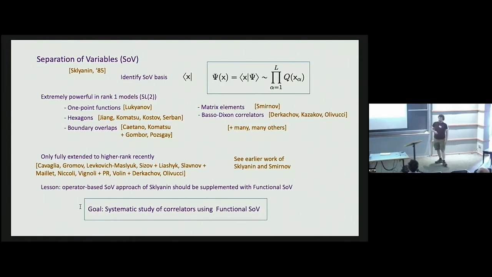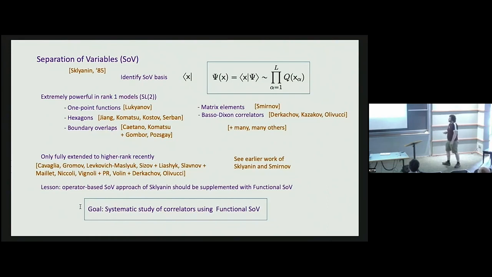And it's been known for a very, very long time that this procedure is an extremely powerful method for rank 1 models, which essentially means SL2 or SU2 models. And many, many nice things have been computed. For example, one-point functions in the sine-Gordon model, certain hexagon form factors in a paper by Yunfeng Jiang, Shota Komatsu, Ivan Kostov, and Didina Serban. Boundary overlaps, as we heard about this morning, for example, in a paper by Joao and Shota, but also a paper of Tamas Gombor and Balázs Pozsgay.